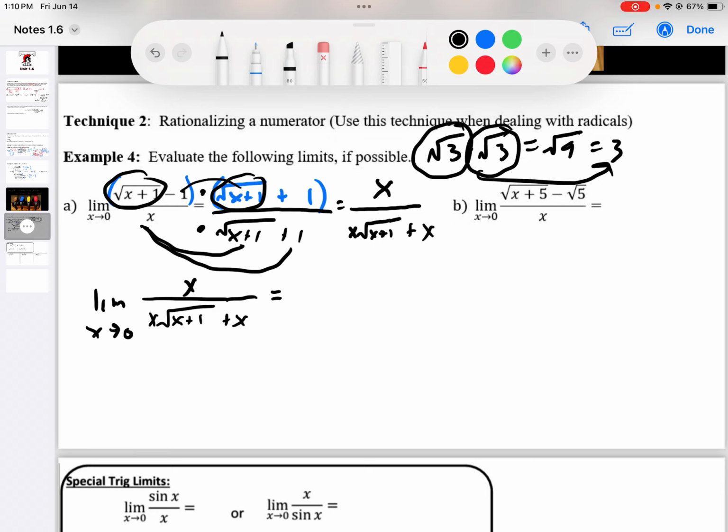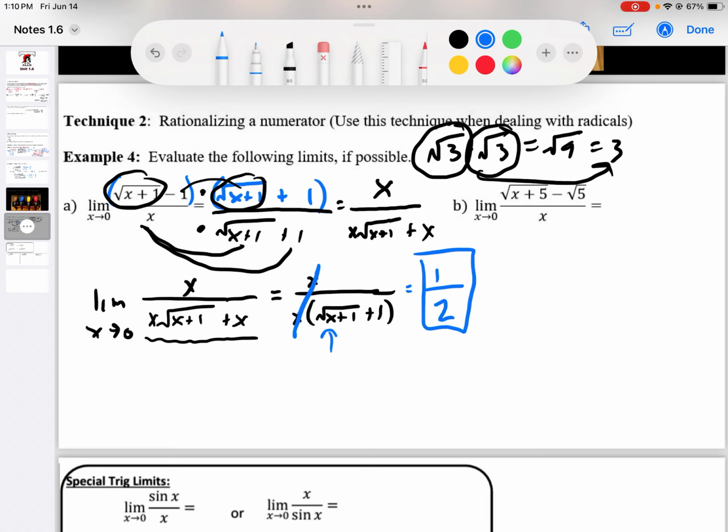Well, it's still an indeterminate form if I plug in 0. But now if I notice, I could factor out an x on the bottom, and I'd be left with this, right? Take those two terms, take out an x. So now the restriction cancels. Now if I plug in 0, it's 1 over, plug in 0 there, 0 plus 1 is 1, plus 1 is 2. So that would be our limit.